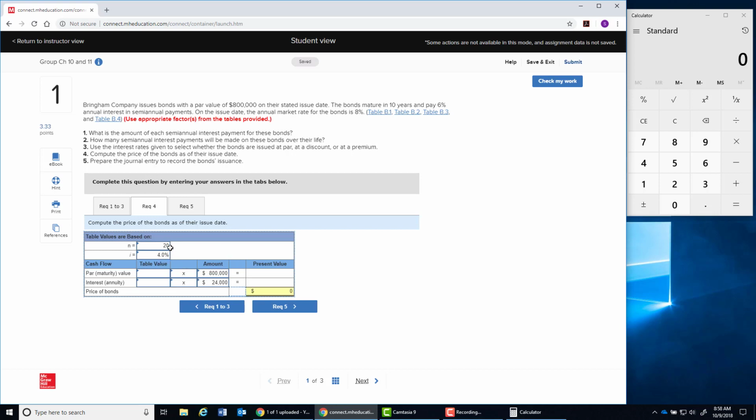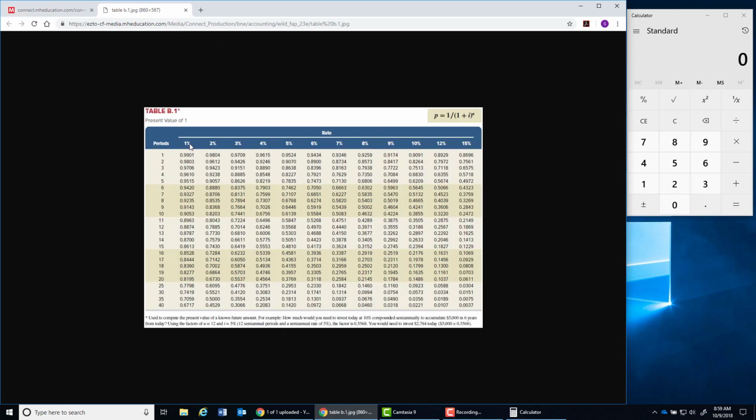Now what it comes down to is trying to find the right table value. I've got to look for 20 periods at 4% for the present value of $1. So we've got to find the right table for that. I'm going to go on over to table B1. This is the present value of $1. And if I find 20 and I go across then to 4%, there's 1, 2, 3, 4. I get a factor of 0.4564.